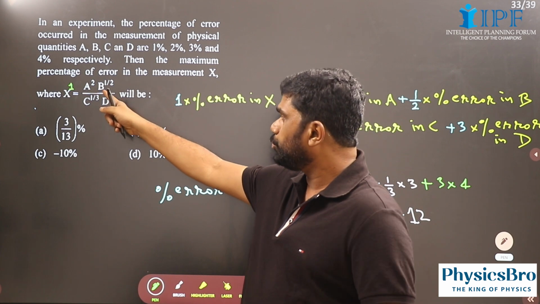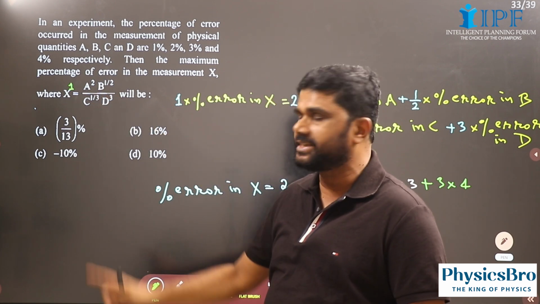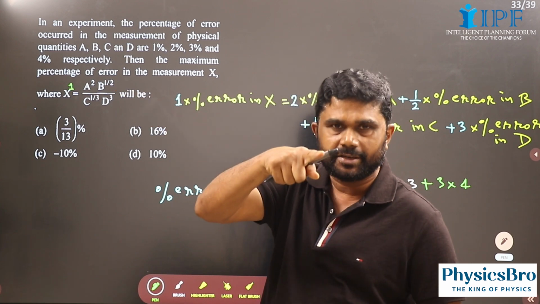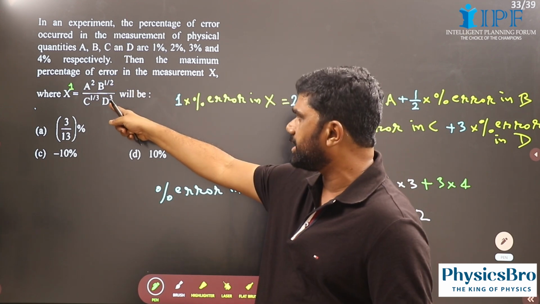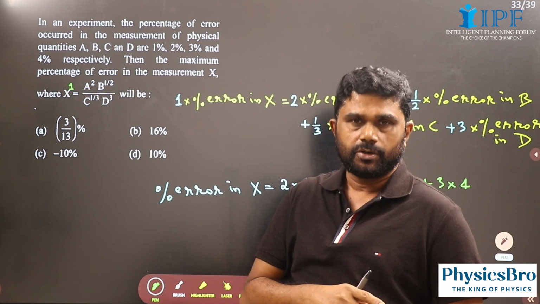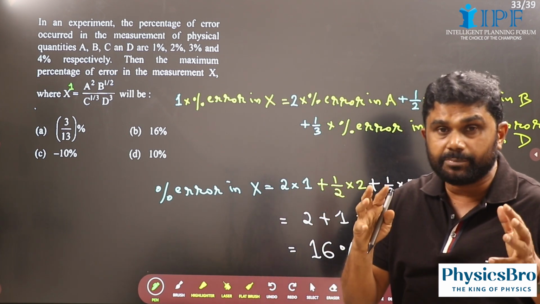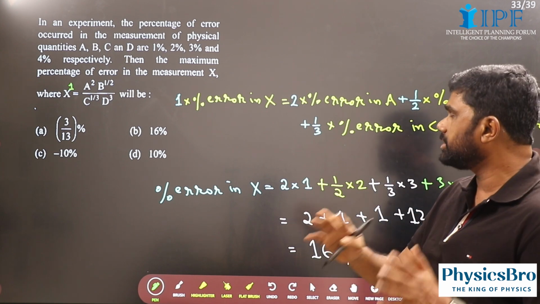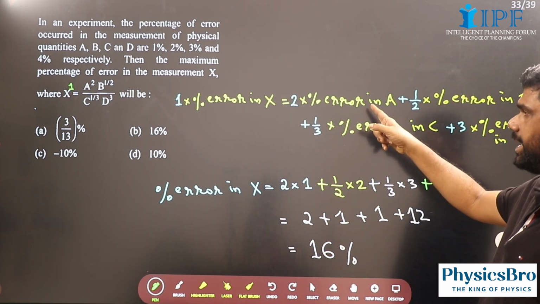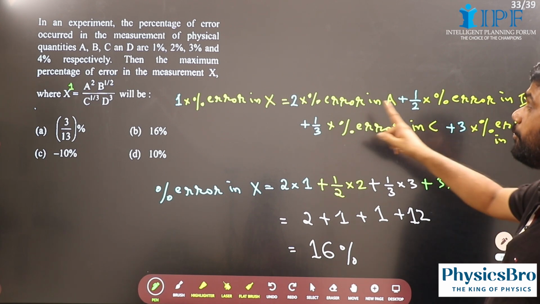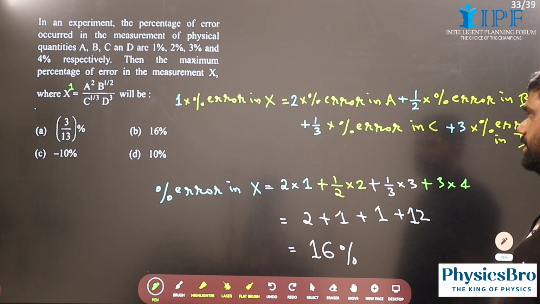Actually, a raised to 2, b raised to half divided by c raised to 1 by 3 means it is actually c raised to minus 1 by 3. When that c is taken to the numerator, it will be c raised to minus 1 by 3 and d raised to minus 3. Power negative or positive, while finding the maximum error, you have to take all the powers as positive. So 2 into percentage error in A, half into percentage error in B, 1 by 3 into percentage error in C, and 3 into percentage error in D.